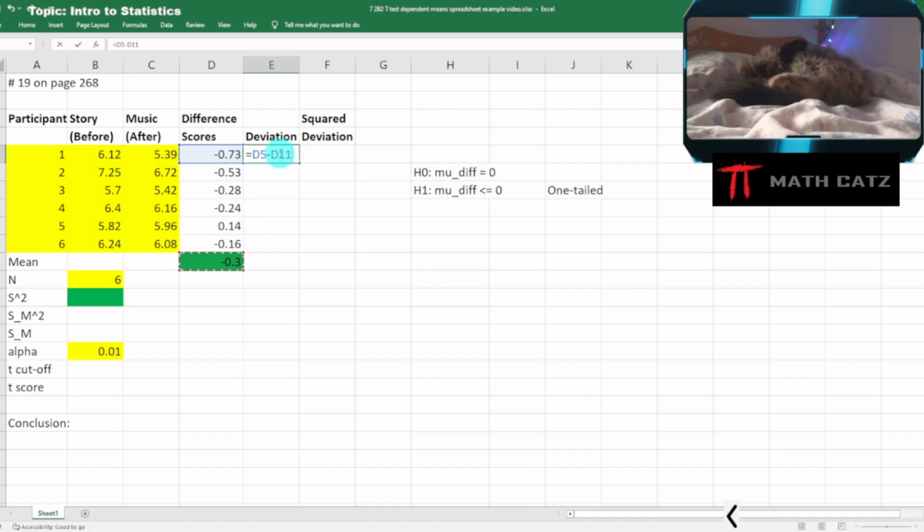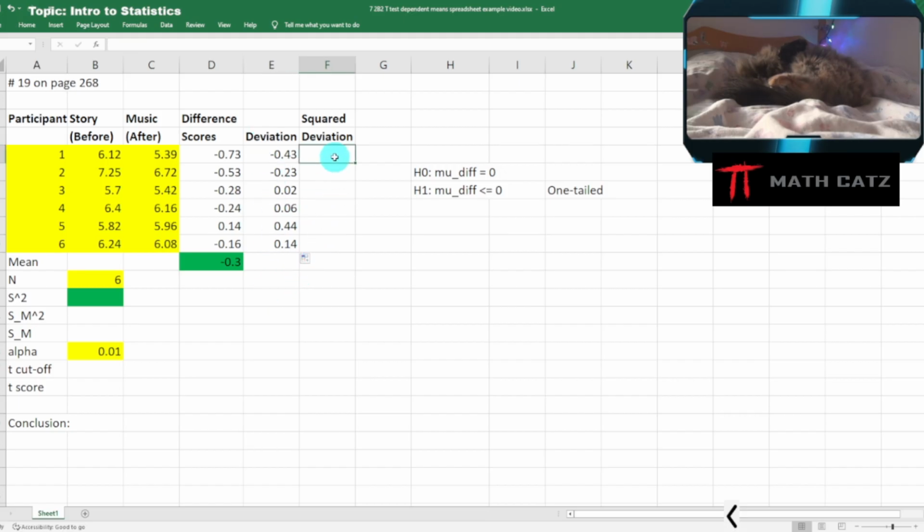Now I'm going to press F4 and make sure the mean is fixed so that when I drag it down, I don't want that pink cell to move with me because that's always going to be the mean value. So I drag it down in the same way and I test a random one and I see, okay, it took the right difference score and the mean that it's taking for the second number does stay fixed. So we have our deviation scores here.